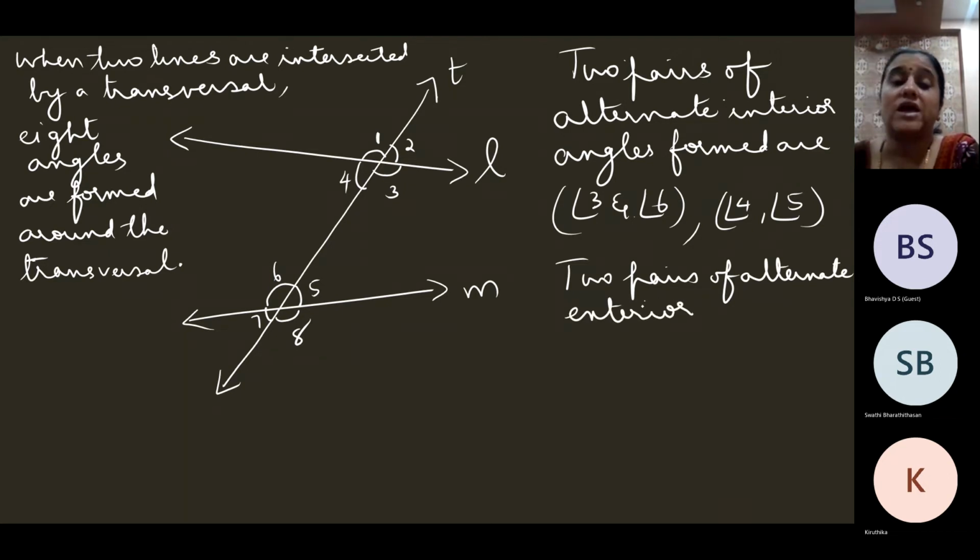Use a definition. Both of them should be exterior angles. And alternate means they should not lie on the same side of the transversal. They should lie on either side of the transversal. That is what is meant by alternate. Two pairs of alternate exterior angles.